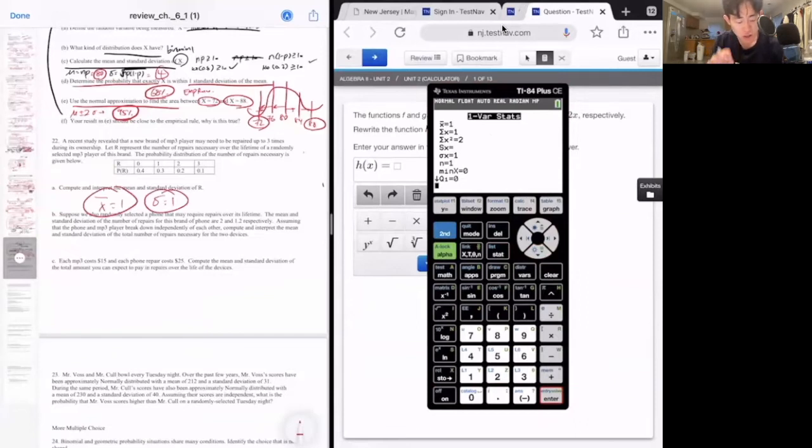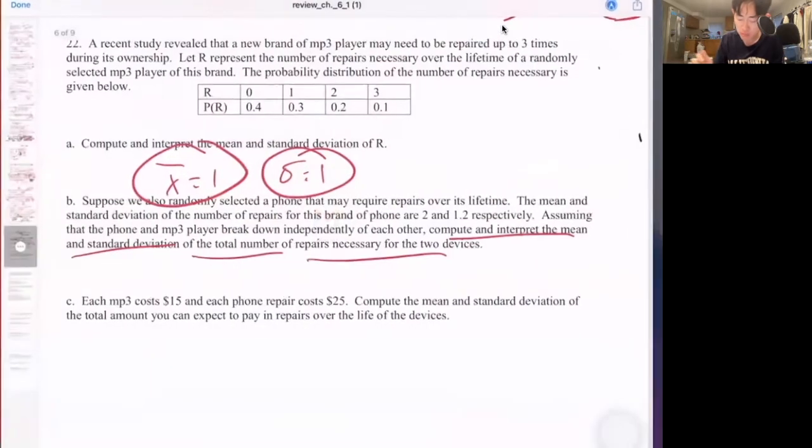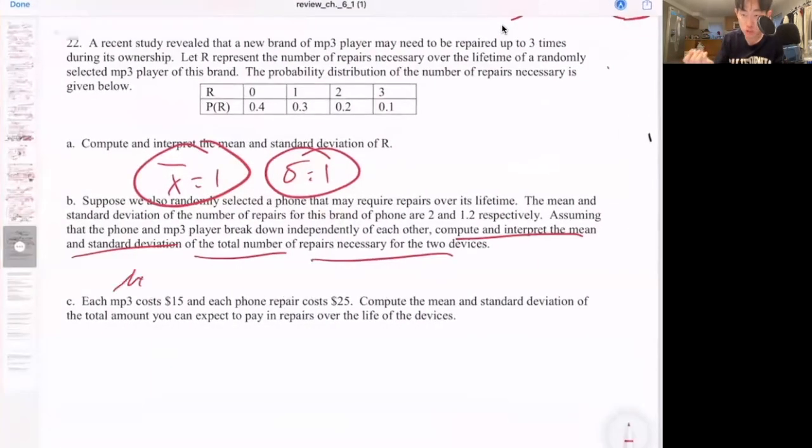Suppose we also randomly select a phone that may require repairs over its lifetime. The mean and standard deviation of the number of repairs for this phone are 2 and 1.2. So we are having a phone and an MP3 player, combining 2 random variables together. Compute and interpret the mean and the standard deviation of the total number of repairs necessary for the 2 devices. All right, so the mean of the 2, you simply have to add them up. So it's 3. Standard deviation, 1 squared plus 1.2 squared.